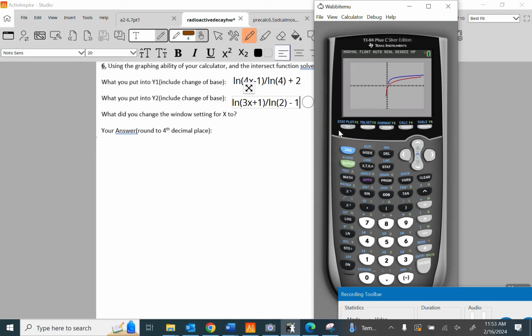And then I don't actually have to change the window setting. Oh, yes, I do. There's actually two answers here. There's one here. No, there's not. There's one way over here. Kind of interesting. Has two answers. Second trace, 5 for intersect. I think it's got two answers. Enter, enter, enter. There's one of them. I got 0.2625 for an answer.